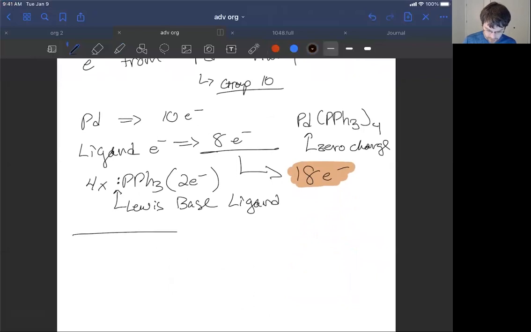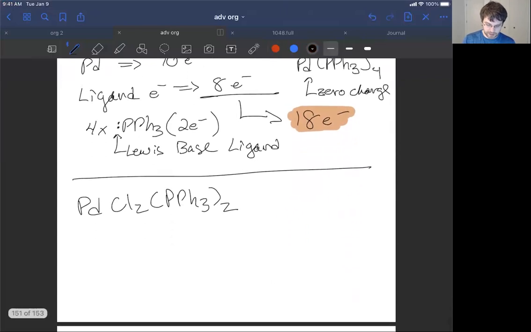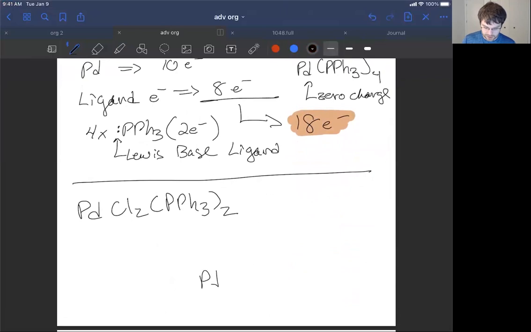Let's look at another example and start to look at some more ligands. Palladium dichloride bis triphenylphosphine. Okay, so we have a palladium. I'm going to draw this without considering its actual geometry. So I'm just going to have some chlorine atoms and then 2 phosphine ligands, triphenylphosphine ligands.